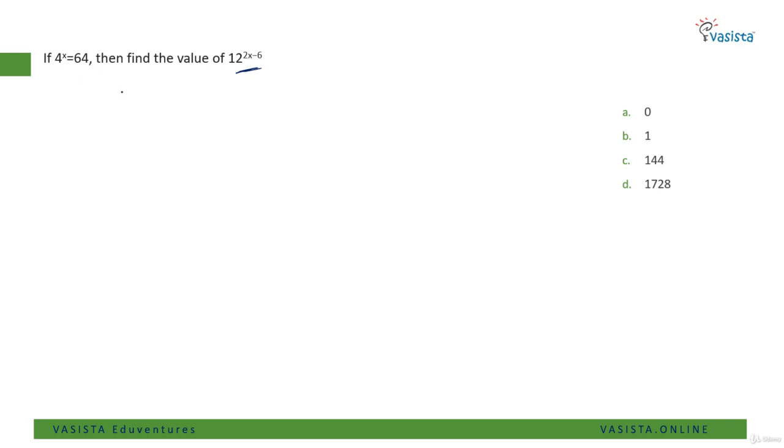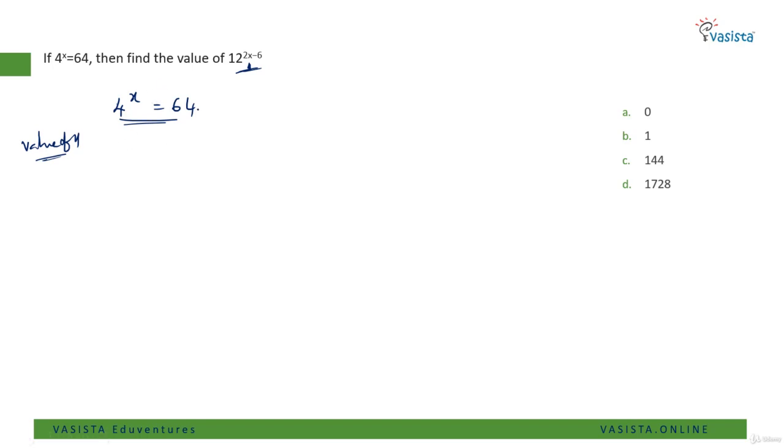Right. So the question they have given here is 4 to the power of x is equal to 64. We need to find the value of x here. Then after finding the value of x, we are supposed to substitute that x here and find the value of this 12 to the power of 2x minus 6. Let us check out here.